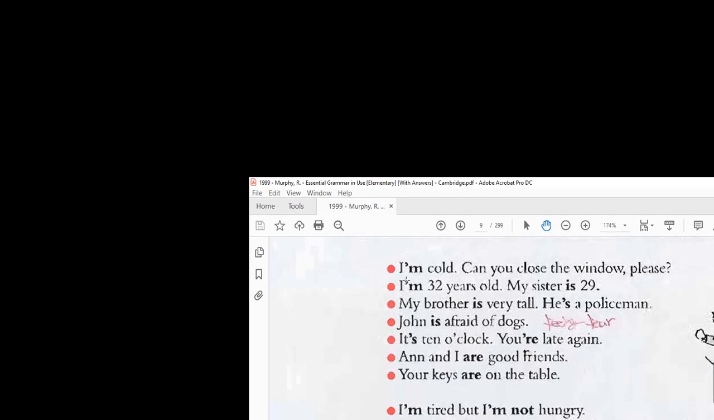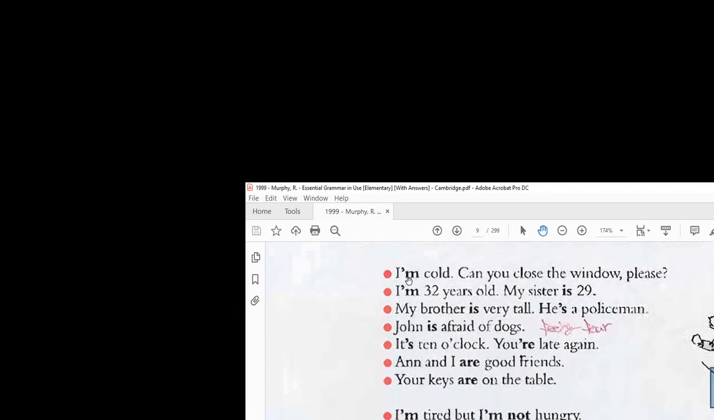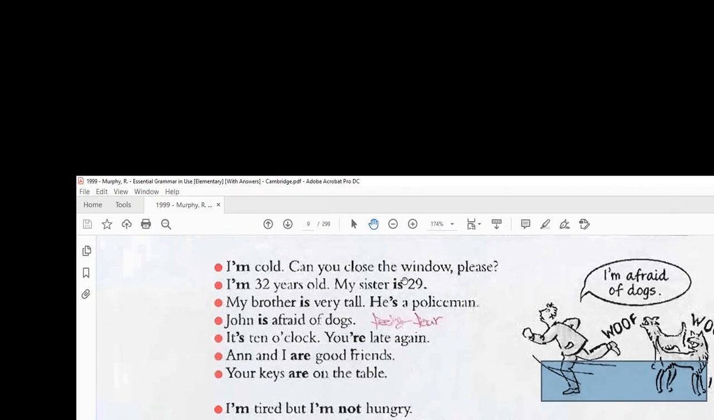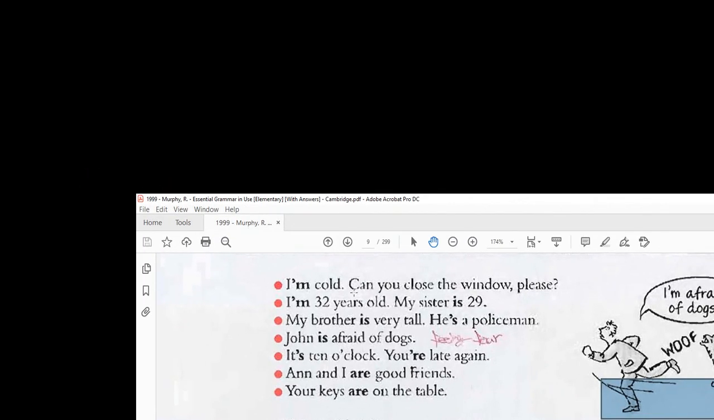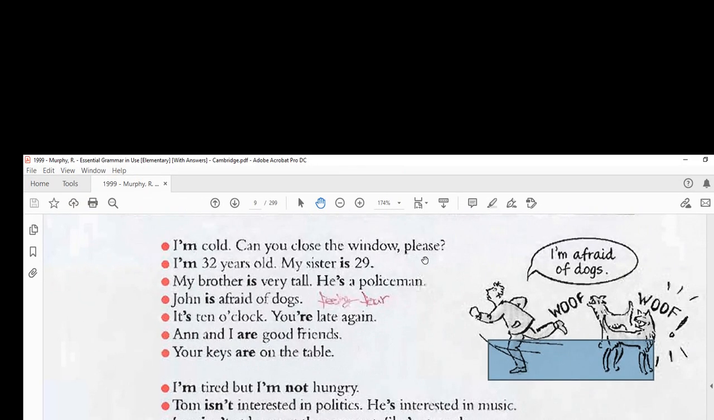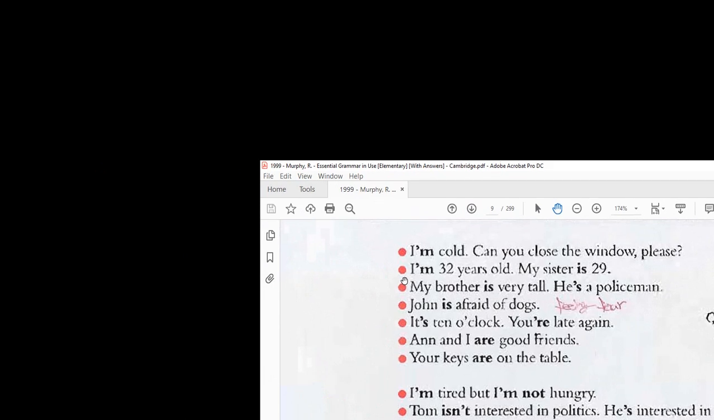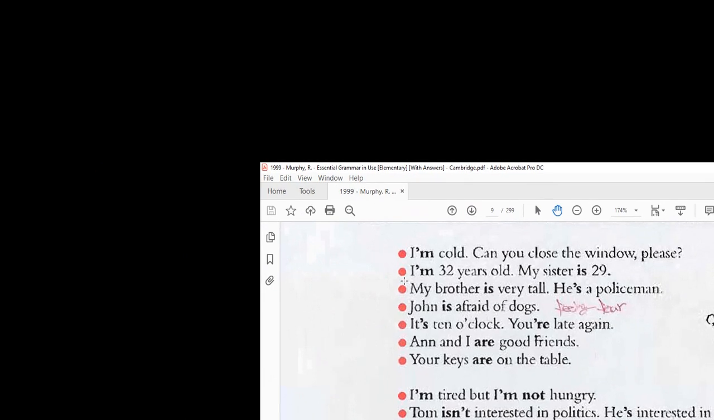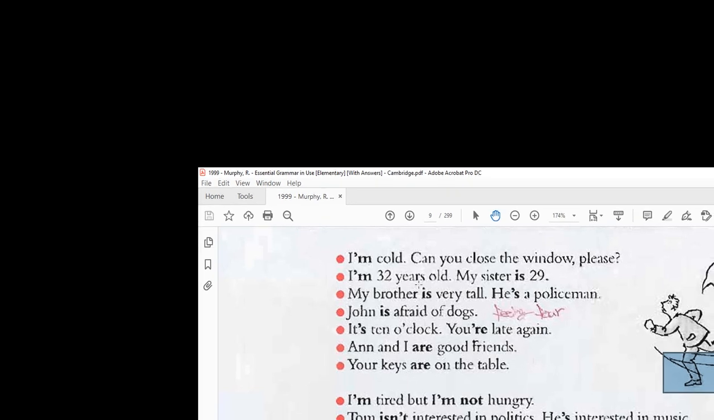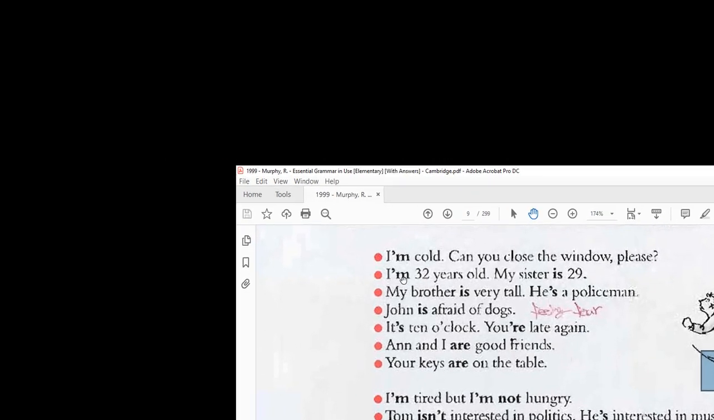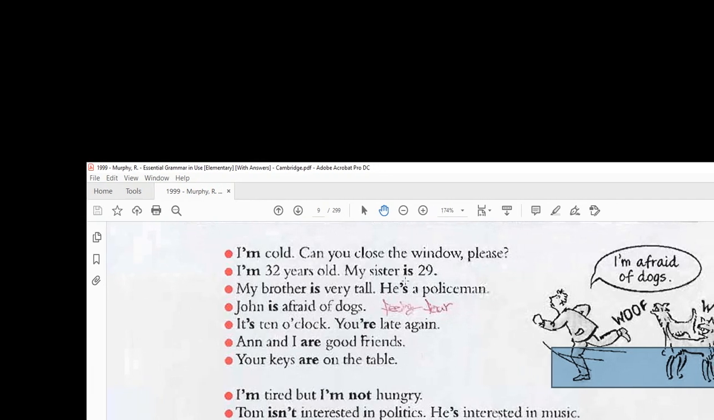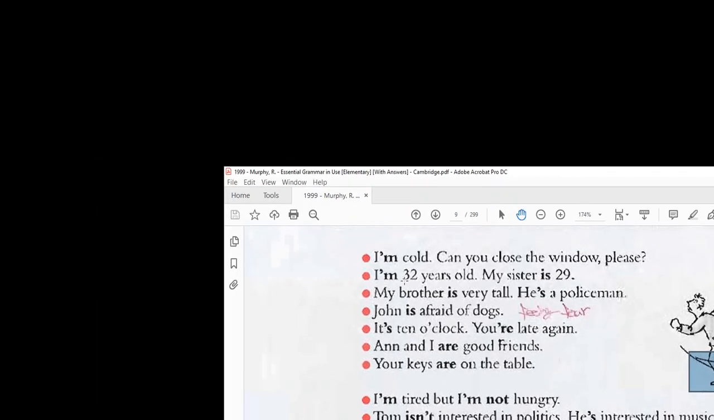Okay, so here we go. Number one says, I'm cold. I'm cold. Can you close the window, please? Yes. In questions, we have a different intonation. Look, I'm cold. Can you close the window, please? Yes, you see, there's a rising intonation and a decreasing intonation. Let's see this one. I'm 32 years old. Now, the pronunciation here in this R's is being connected to this O, yes, in old, years old, yes, with a Z sound. I'm 32 years old. My sister is 29. My sister is 29. Okay, that's about that one.